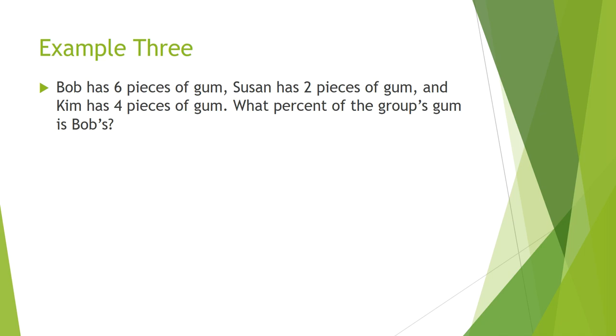What they're asking us is what percent of the group's gum is Bob's. So we can assume it's the total number of pieces of gum in the group. We see a lot of mention of pieces of gum: Bob has pieces of gum, Susan has pieces of gum, Kim has pieces of gum. Basically we can break it down as Bob has 6, Susan has 2, Kim has 4. Well, how much does the group have? We have to figure that out first. So 6 plus 2 is 8, plus 4 is 12.